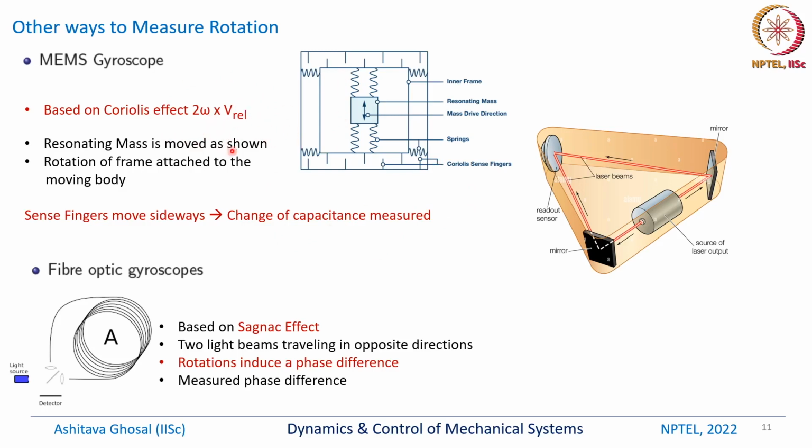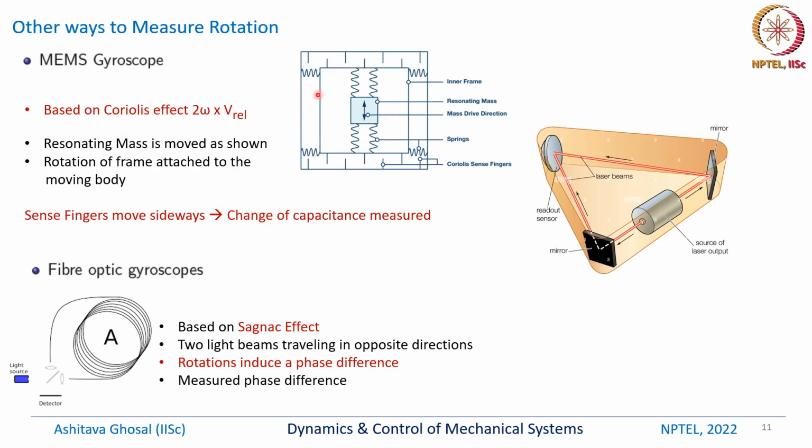So we are controlling this v relative. This we know by some drive mechanism. We can move this up and down, and then we measure the change in capacitance. Then we know what omega is. This is a way to measure the angular velocity about one direction, which is the z direction.